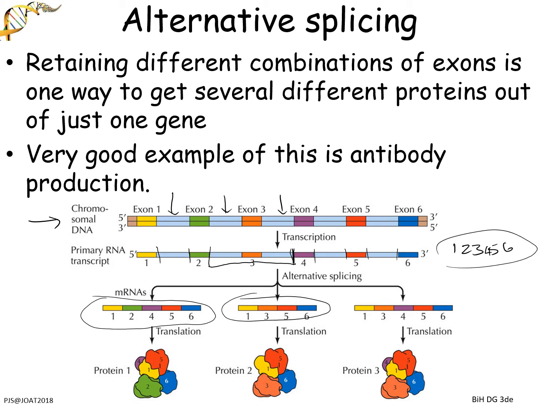Okay, so from just one gene, that original chromosome gene, we've got lots and lots of different potential mRNA transcripts, mature transcripts, which can go on and be translated. So each of these proteins is going to be a bit different. And this is alternative splicing.